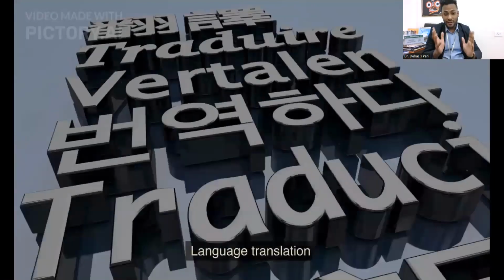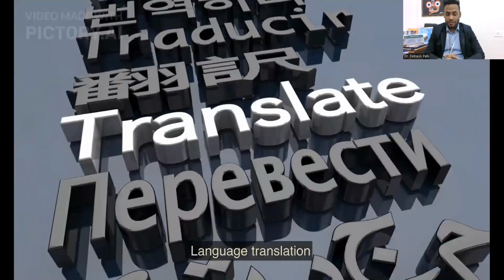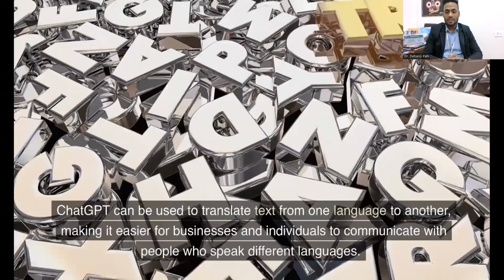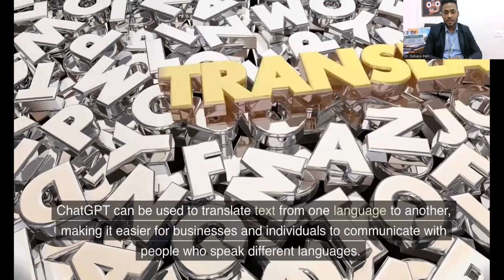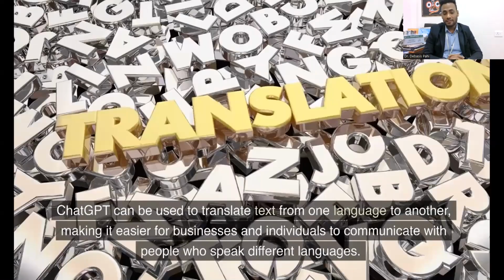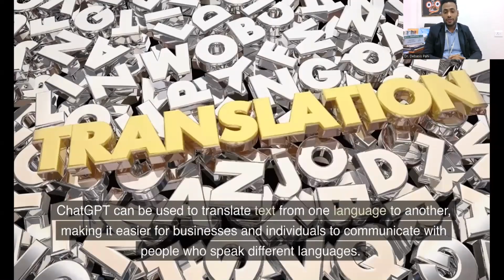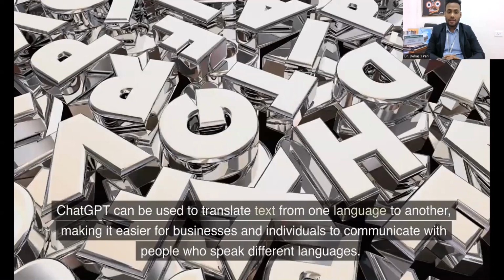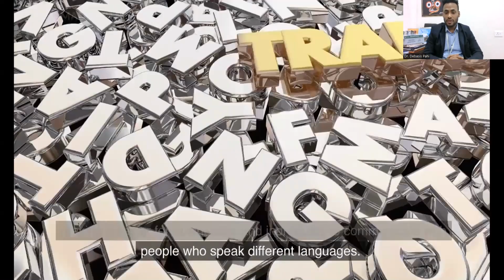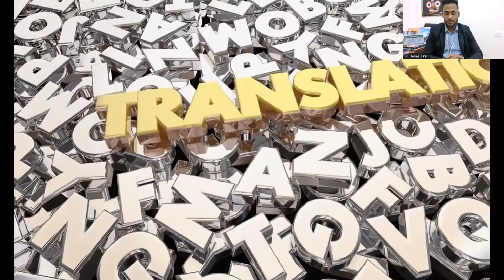Next one, language translation. Suppose you are speaking some other language, your clients are speaking some other language. ChatGPT can convert those languages into your understandable languages, and you can also learn those languages too.